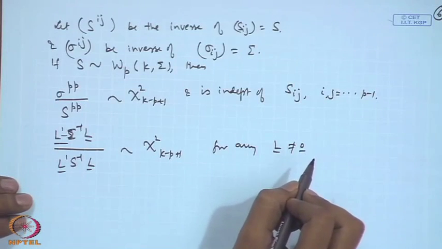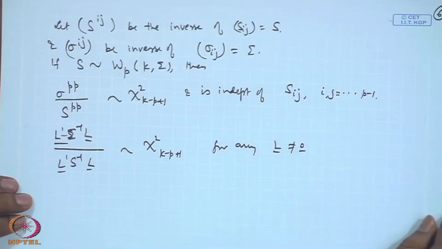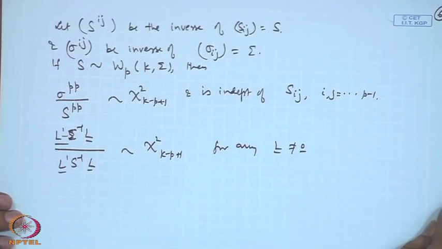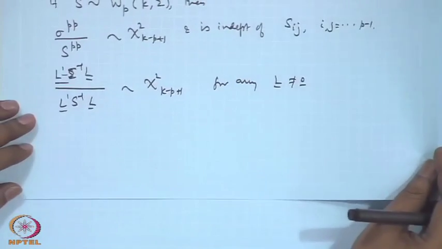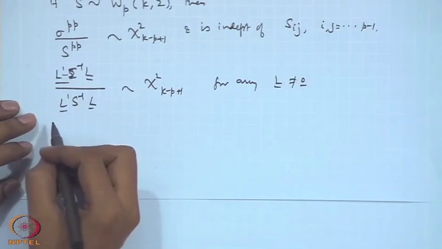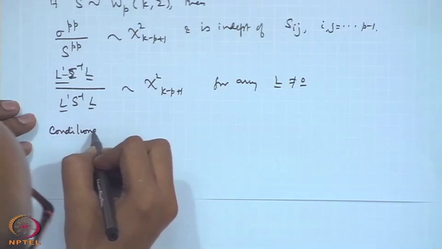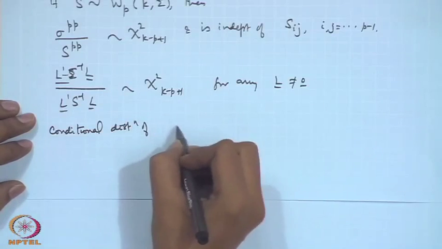In the case of multivariate normal, we had seen the conditional distributions. A similar thing is true for the Wishart also. Many of these properties I am stating without any proof, because the proofs are quite involved using multivariate normal parts here. So, we should know the results here. So, the conditional distribution of components.